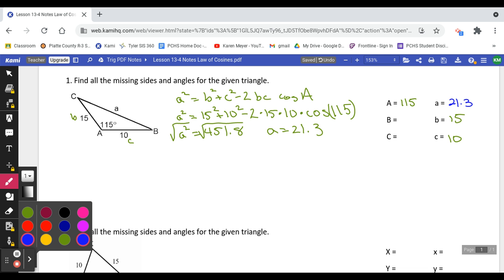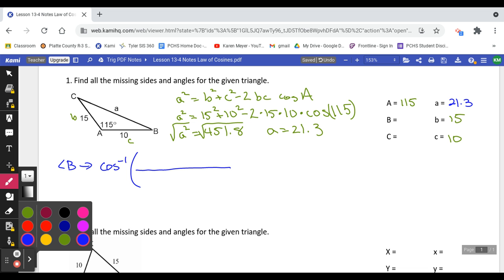Okay. Now that I know all three sides, I can find an angle. Doesn't matter which angle we find first, B or C. I'm just going to choose angle B. So if I want to set it up for angle B, I'm going to start with the inverse of cosine because it's an angle.